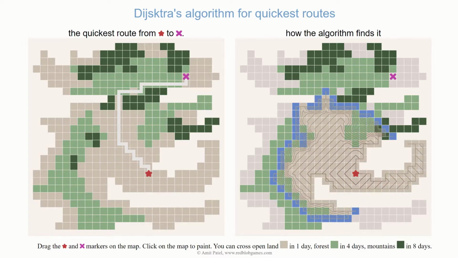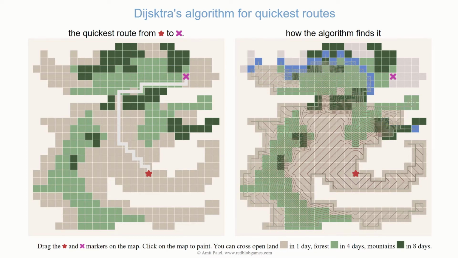When you have a map and different parts of the map take different times to cross, how can we find the fastest paths? In this map, the dark green represents mountains and they're very slow to cross, so this algorithm prefers to make a detour to go through the mountain pass. The algorithm shown here is called Dijkstra's algorithm, invented in 1959 by Edgar Dijkstra, a pioneer of computer science.